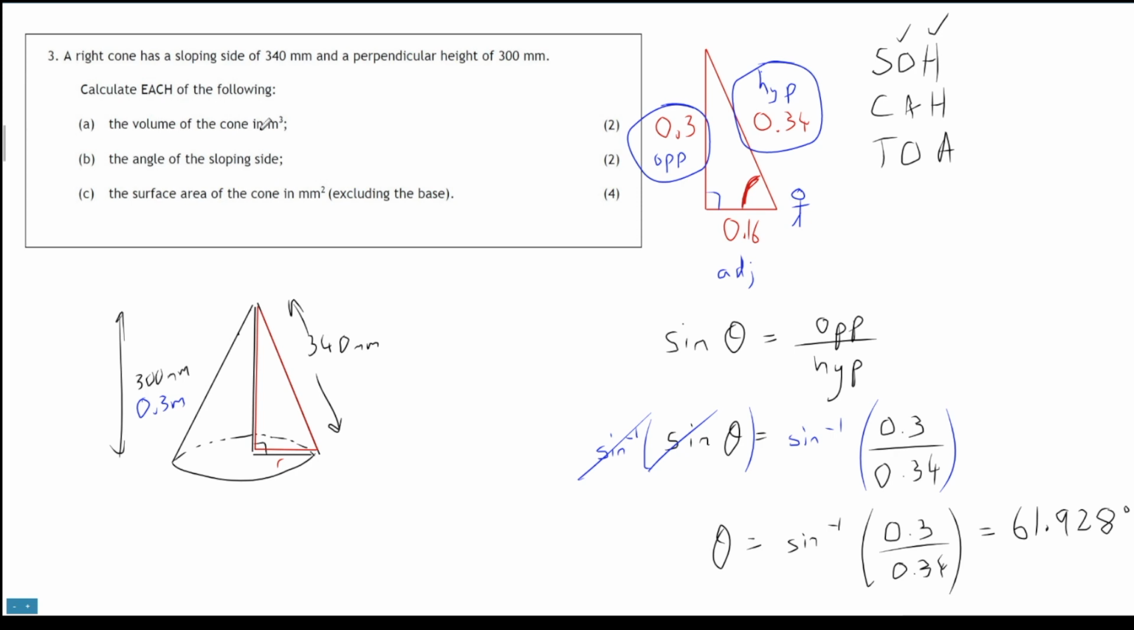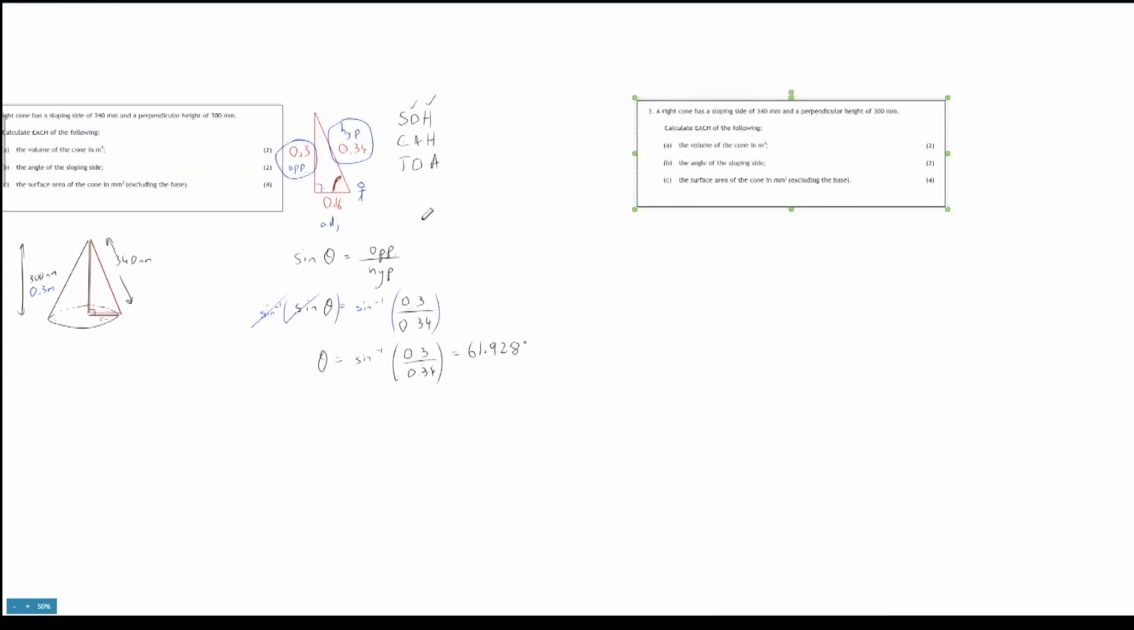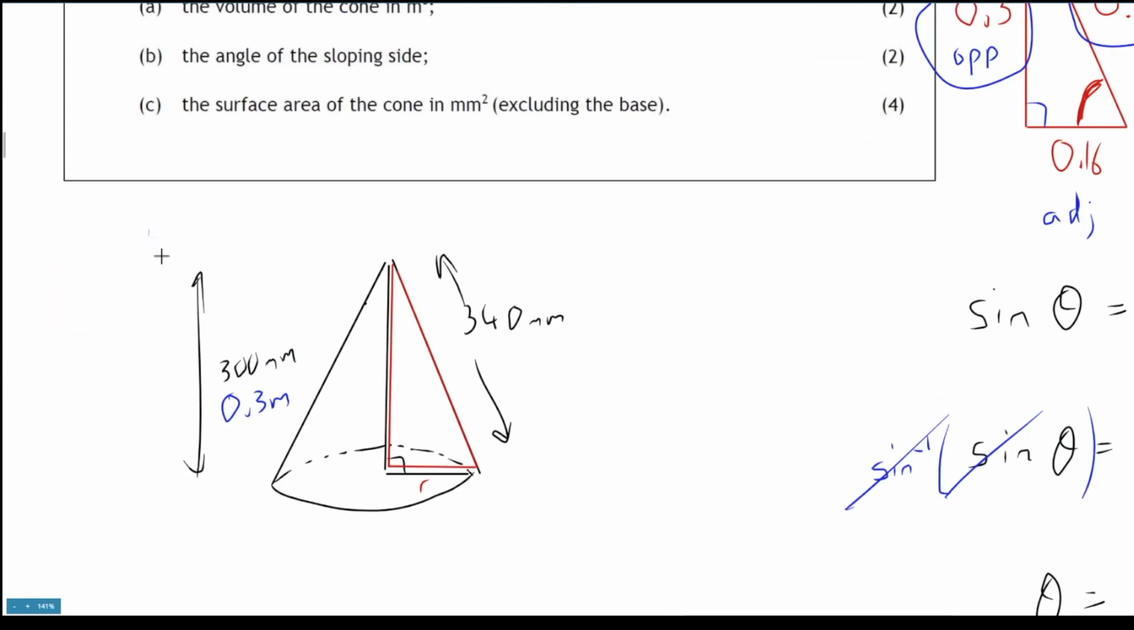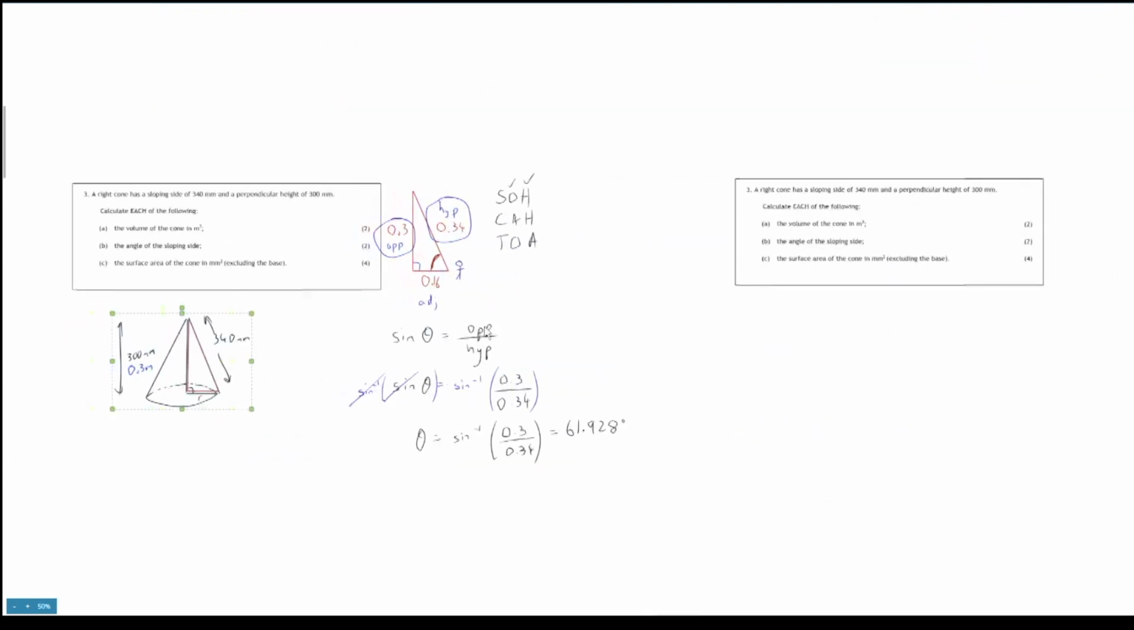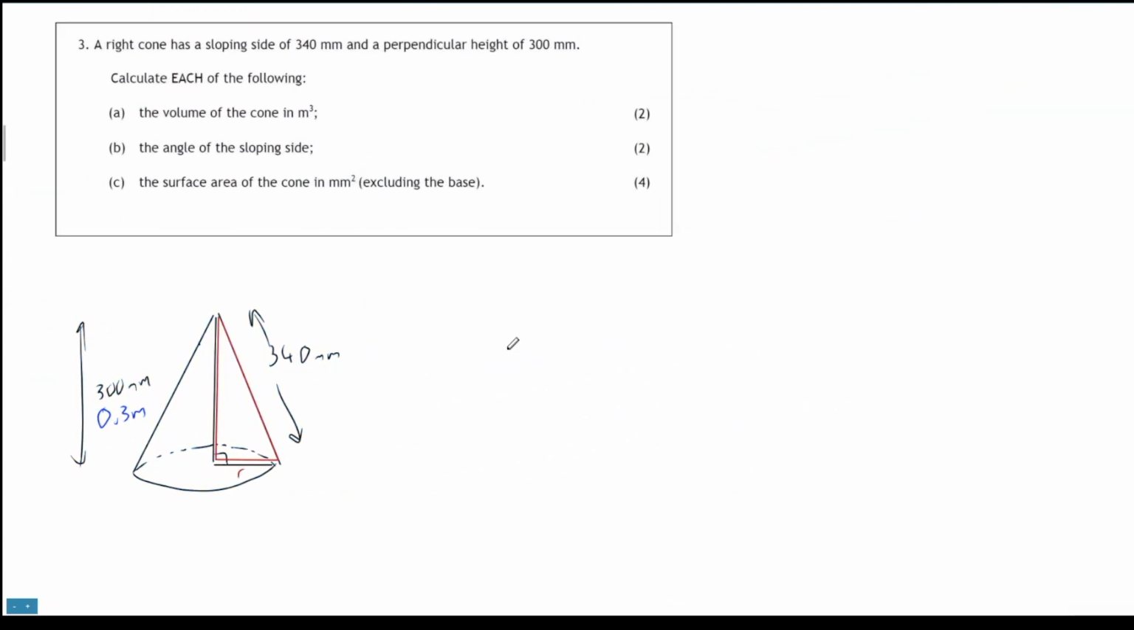Let's get the last bit, the surface area of the cone in millimeters. That is quite a long question. Let's see what we can do. I'm going to need another picture of my cone. Just copy it and get it all set up. Okay. It's in millimeters this time, so I want to keep everything in millimeters. Be careful about those units.